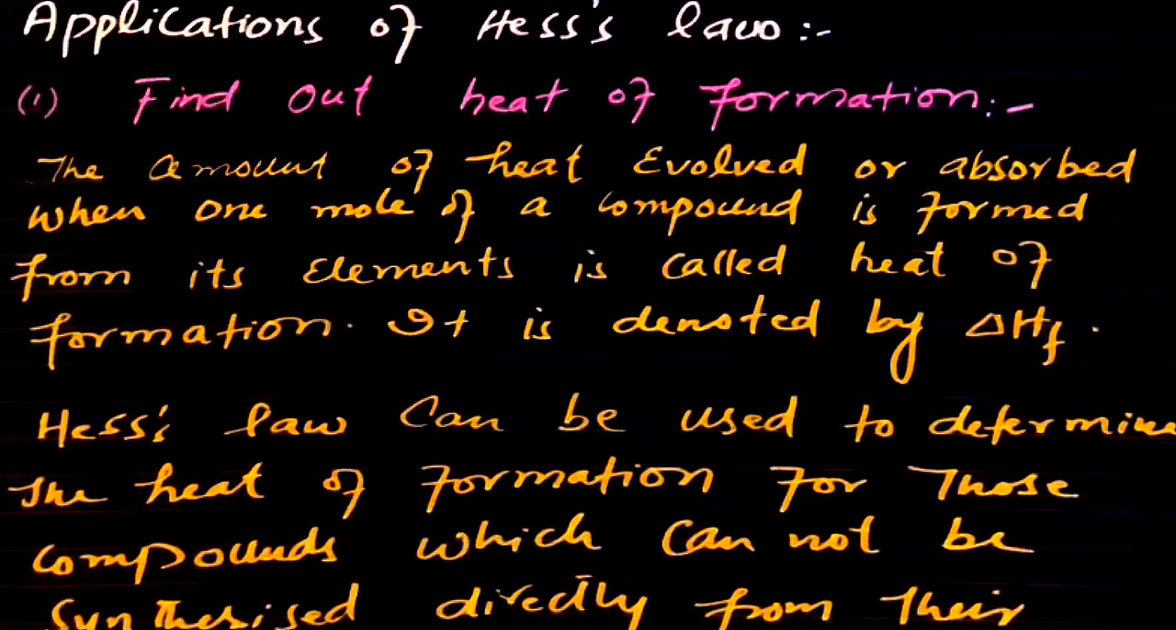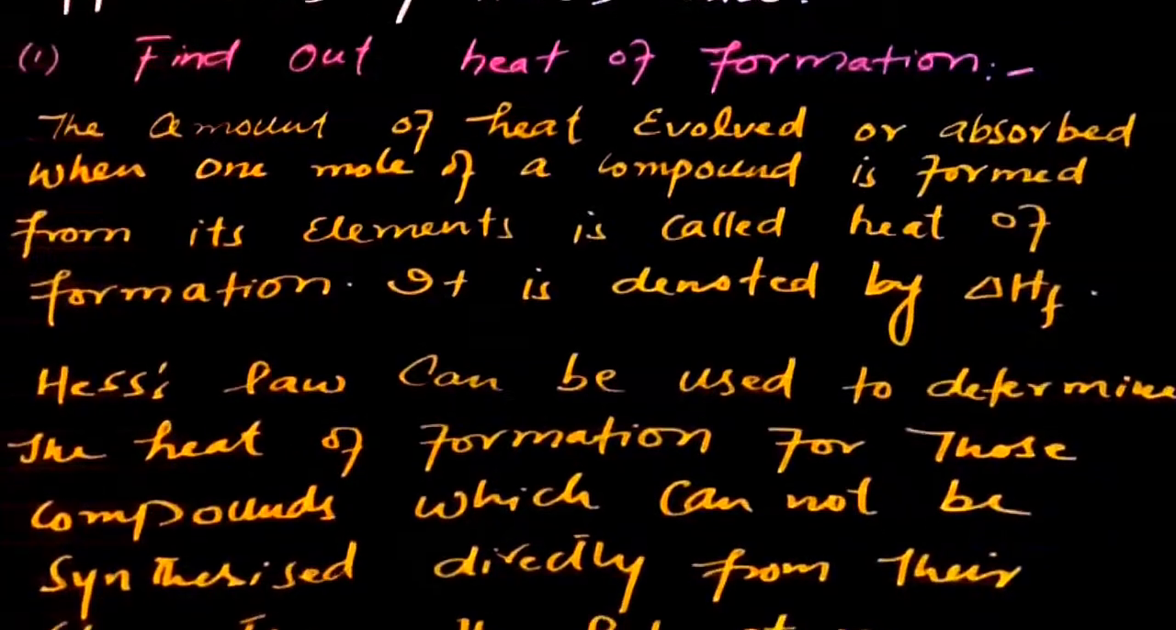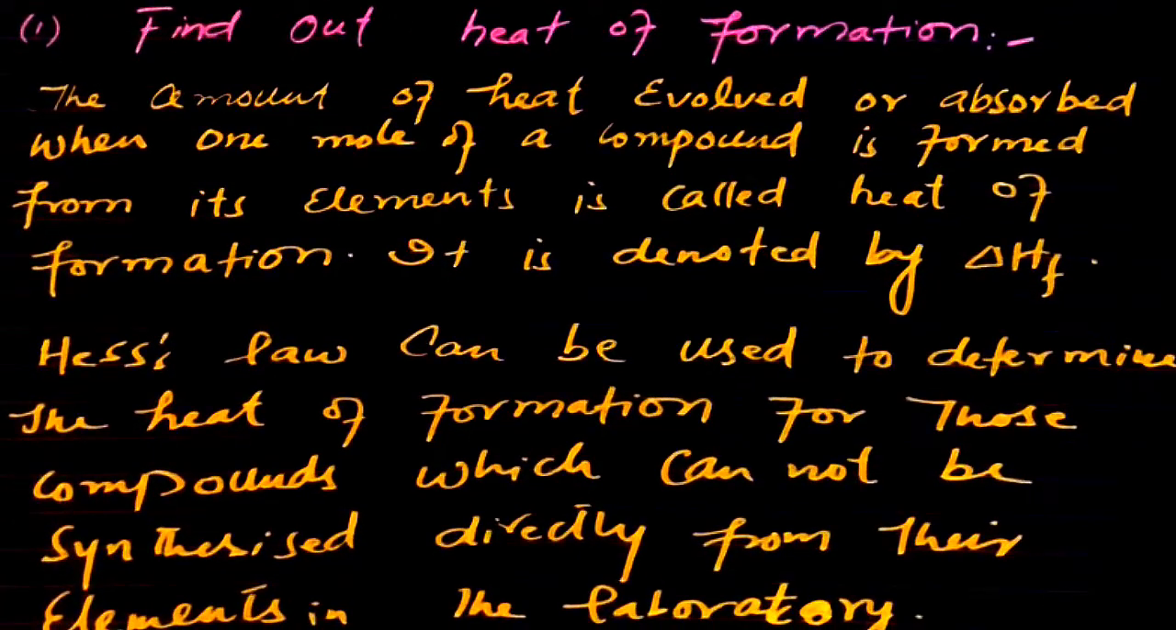Hess's law can be used to determine the heat of formation for those compounds which cannot be synthesized directly from their elements in the laboratory. In this case, Hess's law identifies the heat of reaction of the individual steps, and then you add all the individual steps to get the net reaction, and in this way you can find the heat of formation indirectly. That is the application of Hess's law.